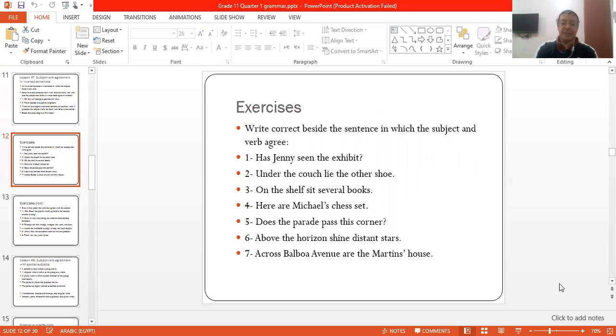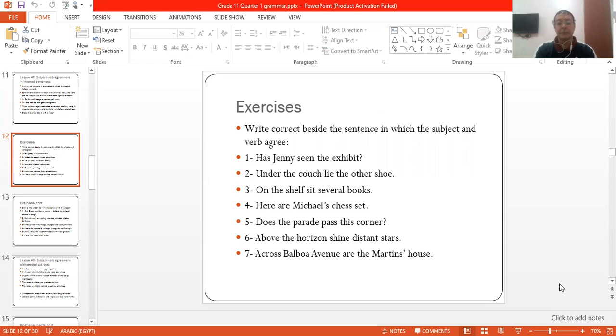On the shelf sit several books. Hmm, it's correct. Why? Because sit agrees with the subject, several books. It should not agree with shelf, because shelf is the object of the prepositional phrase, on the shelf. Yes, shelf is singular, but here the verb sit must agree with the plural subject, several books. So in this case, number three is correct.